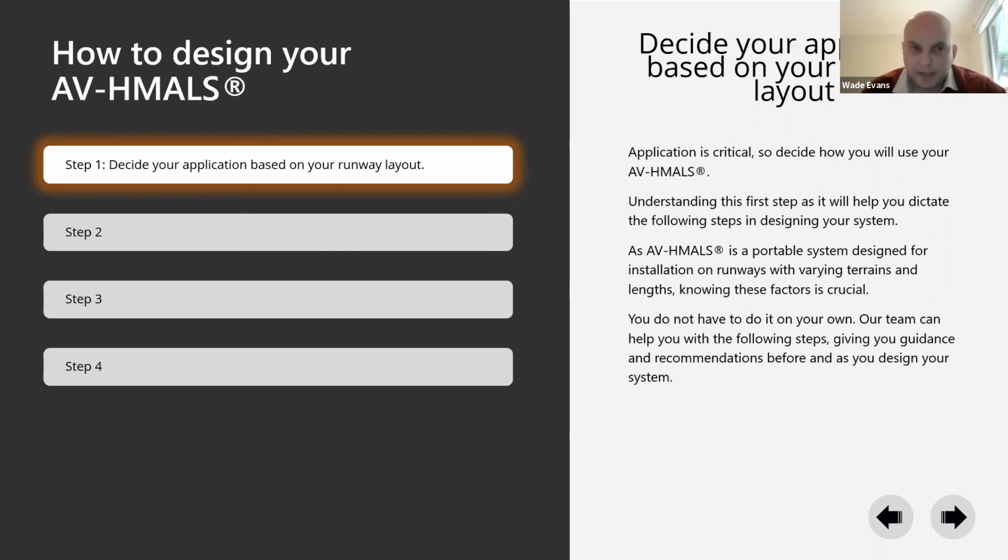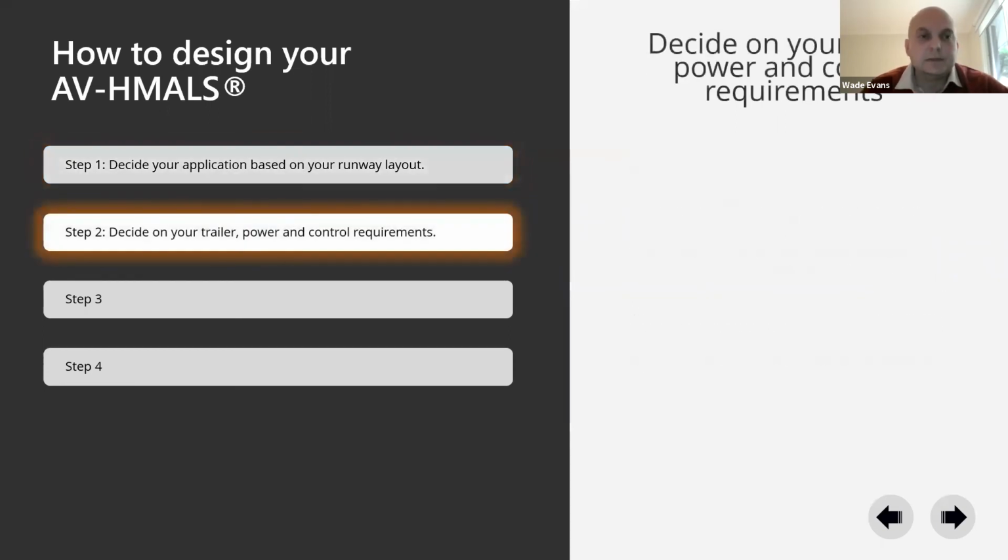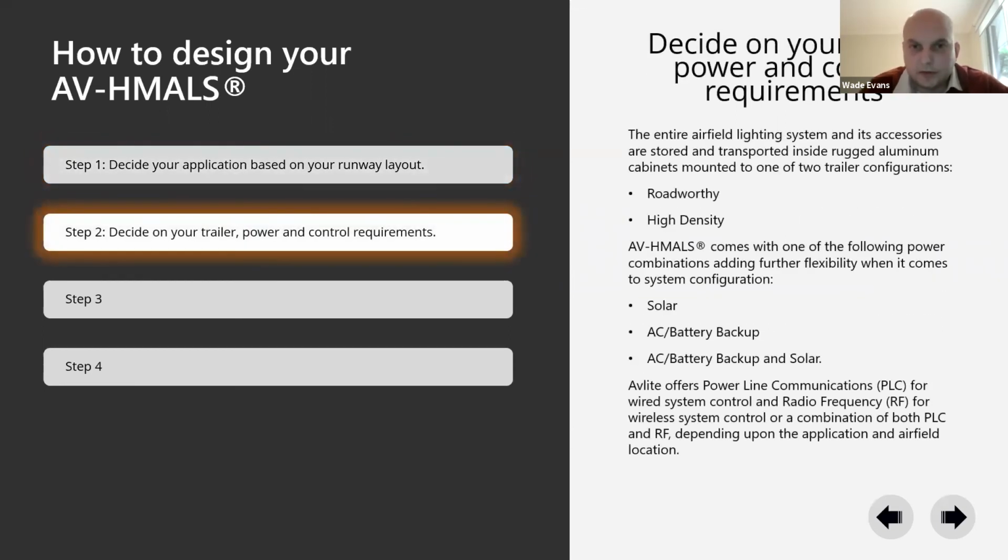After you define the application and the runway layout, you then define next configuration of the trailer, the power systems, and the control requirements. So as I mentioned before, when it comes to the trailer, you can select from roadworthy or high density. They're obviously directly interlinked to the previous step where you've defined your application and the runway layout. So if it's an application that requires off-road terrain, for example, you'd be looking for a specific trailer system that met those requirements.